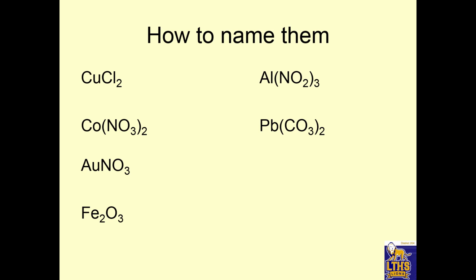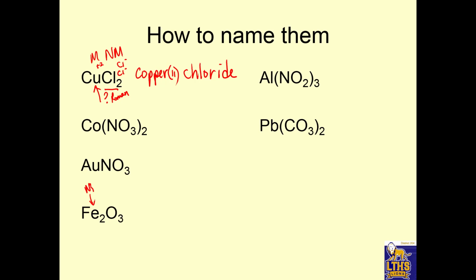Okay, how to name them? Copper, metal, nonmetal. So I need the name of copper. Copper. Need the name of Cl2. Well, not Cl2, but Cl. Chloride. And then I say to myself, self, where's copper? It's in the Roman. So I need a Roman numeral. So I take it apart. I got 2 chlorides. I got 1 copper. So I know copper must be a +2 charge. So I got to put it in parentheses. Okay. Let's do iron oxide.